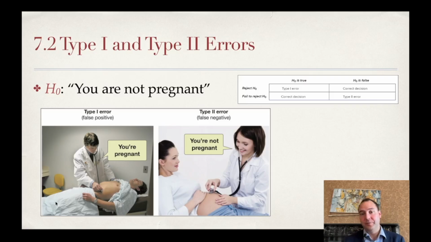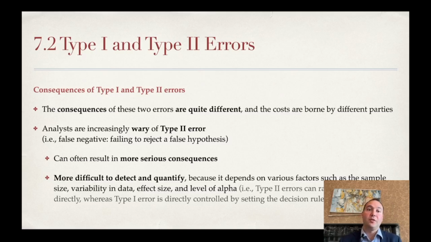Type 2 error is a false negative. In other words, you should reject the null hypothesis, but we didn't. So in this case, the doctor is saying you are not pregnant when the woman is clearly pregnant. The consequences of type 1 and type 2 error can be very different, and the cost is borne by different parties.